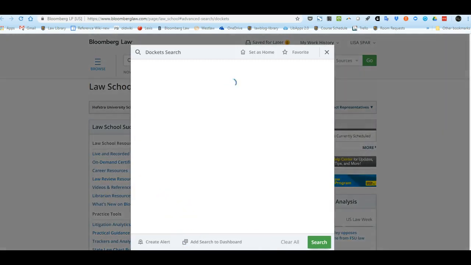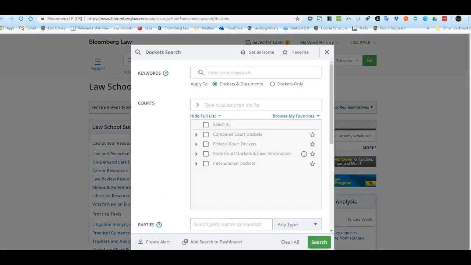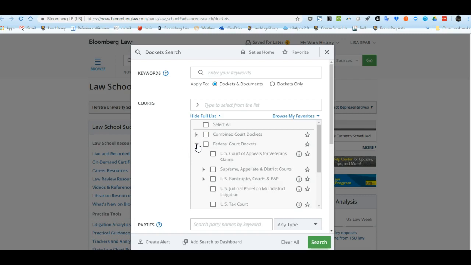So if I want to get to dockets, dockets is on the home page. It pops up this. And again, if you're looking for a docket, you already have a case in mind. You may have the docket number, which is a long string of numbers. I'll show you when we get there. Or you may not. So then you just want to navigate to your particular court.